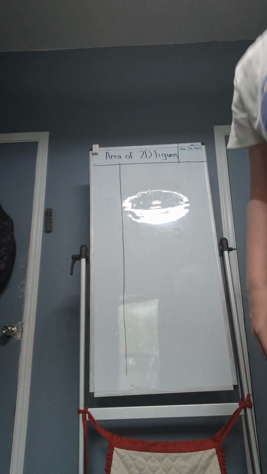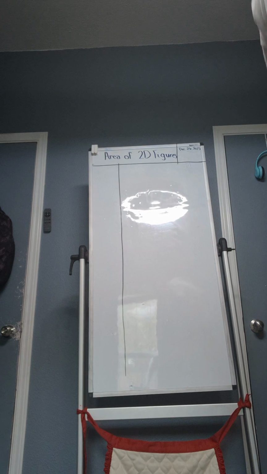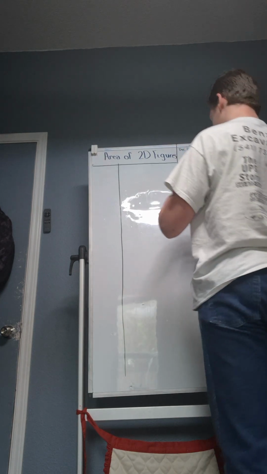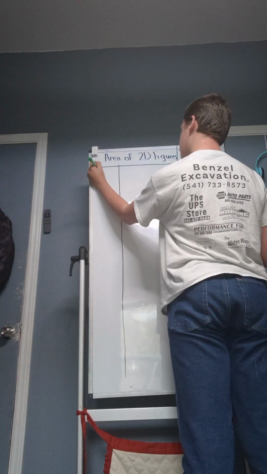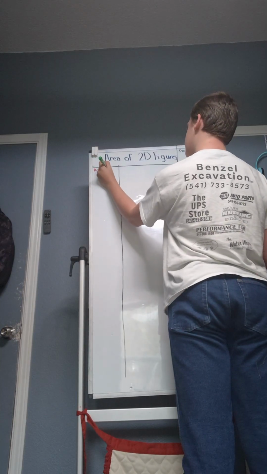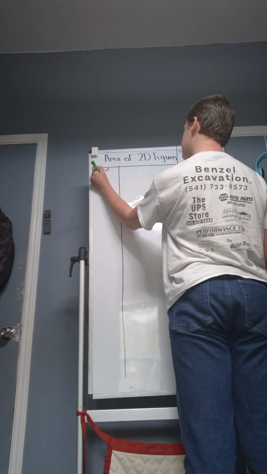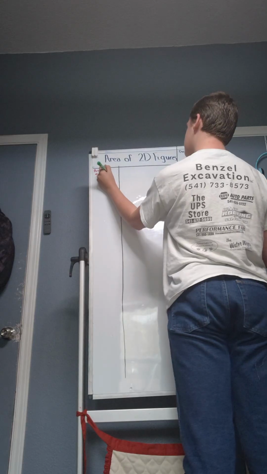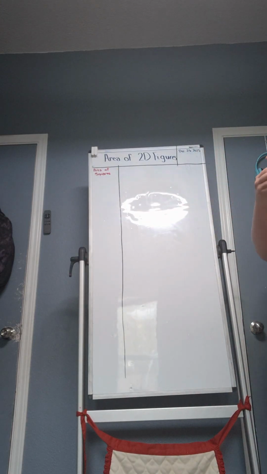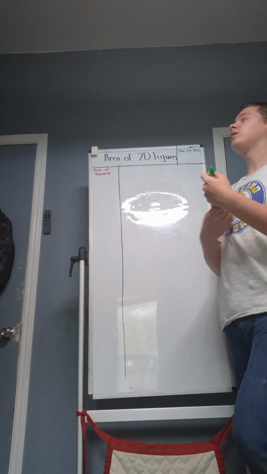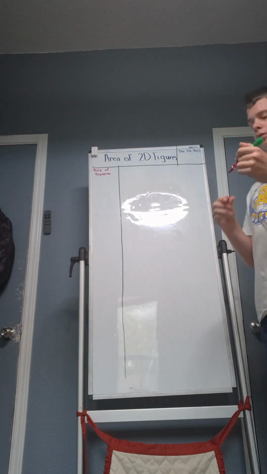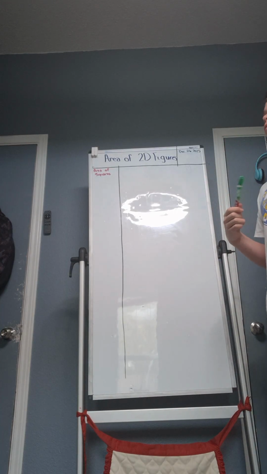So, we're starting out with squares. Area of squares. So, the area of squares basically talks about just one side multiplied by itself.